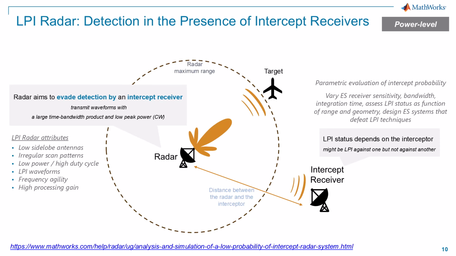On the right, what simulation lets you do about it is parametrically evaluate intercept probability as a function of your receiver sensitivity, bandwidth, integration time, range, and geometry. A critical insight is that LPI status depends on the receiver. A radar might be LPI against one ES receiver, but not another with different characteristics. Rather than discovering your ES receiver has a detection gap against a specific LPI waveform during an operational test, when it's too late to redesign, you discover it in simulation early enough to modify your receiver parameters or processing chain.